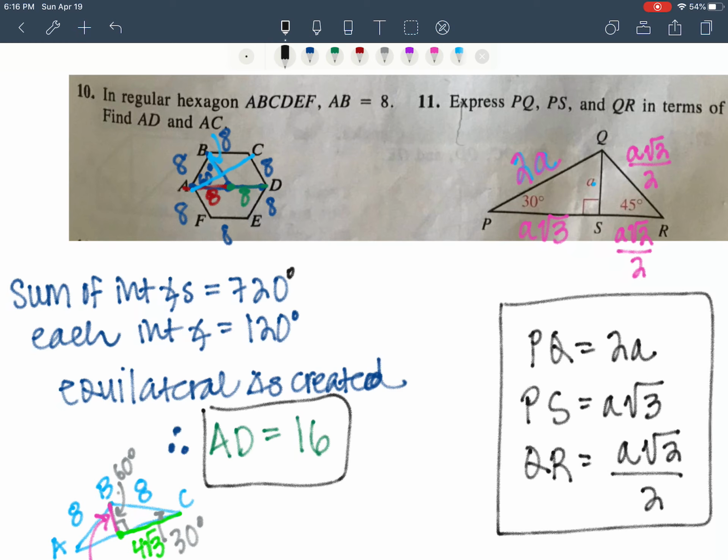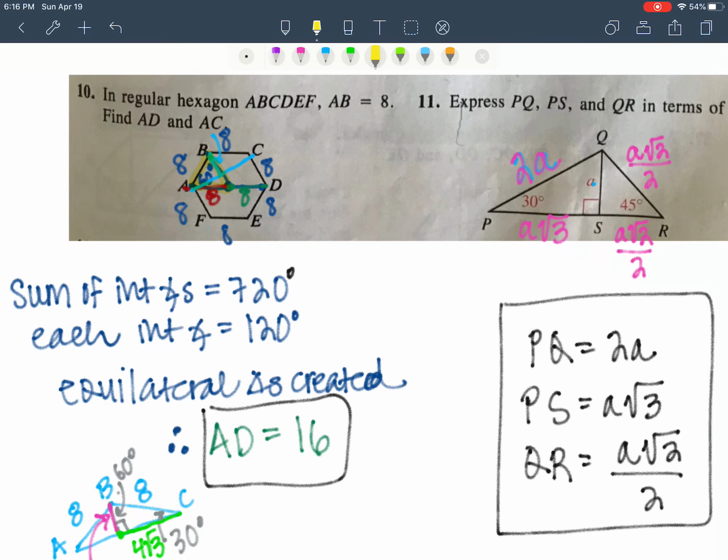When you draw that line from the center of the hexagon to the vertex, you're going to cut the angle in half. So you're going to be creating these equilateral triangles. You'll have 6 equilateral triangles inside the hexagon, and that gives you AD equaling 16.